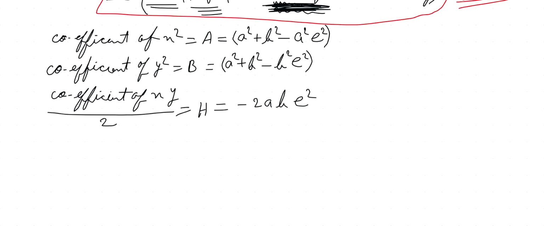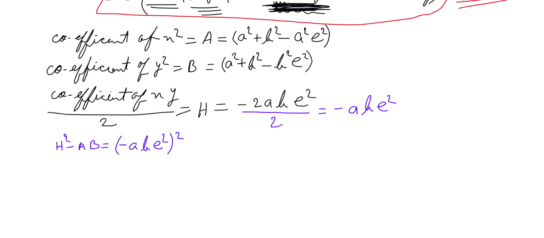Now let's start the derivation. So now h square minus ab is equals to, sorry, h by 2 was also there now. So here, divide by 2, it is going to be minus ABE square. So h square minus ABE square whole square minus AB.